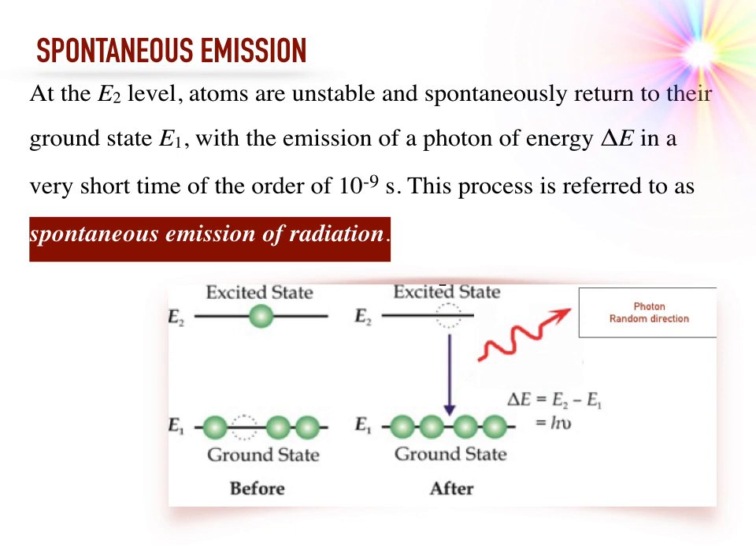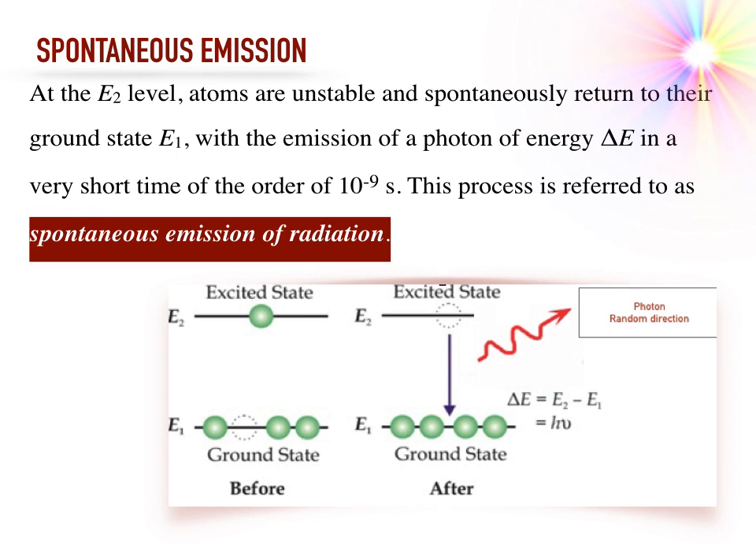Now the second process is spontaneous emission. As we know, the electron in the excited state can stay only for a short period of time, which is known as the lifetime of the excited state electron. This lifetime is approximately 10 raised to power minus 9 to 10 raised to power minus 8 second for the excited state. Thus, after this short lifetime of the excited electron, they return to the lower energy state or ground state by releasing energy in the form of a photon.